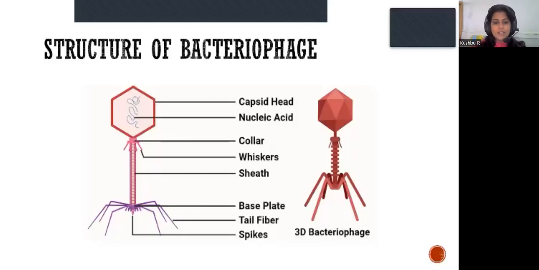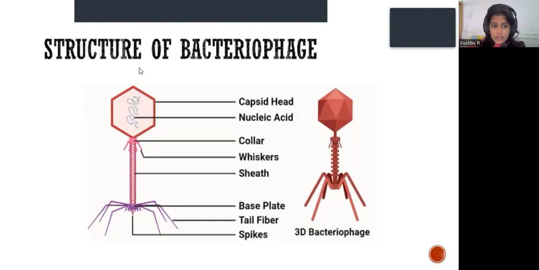Welcome back. In today's class, we are going to learn about the structure of the bacteriophage and the life cycle of it. To speak about the structure, the bacteriophage is divided as the head, body, and tail, where there are many parts included, each with its own role to play. The first one is the capsid head, which gives the structure of the bacteriophage and also encloses the nucleic acid of the bacteriophage inside it.